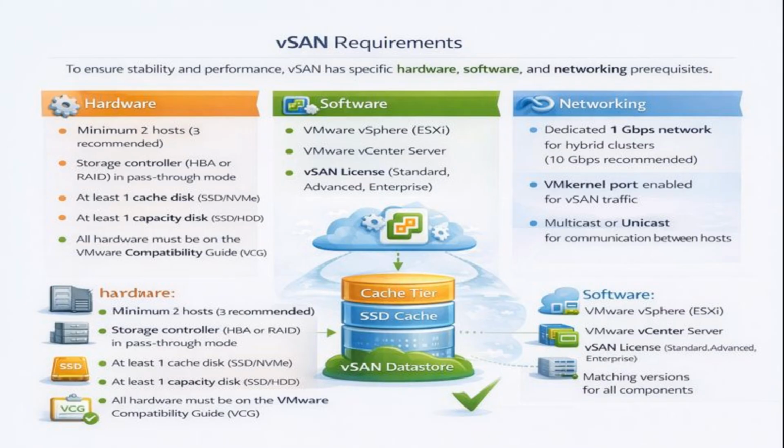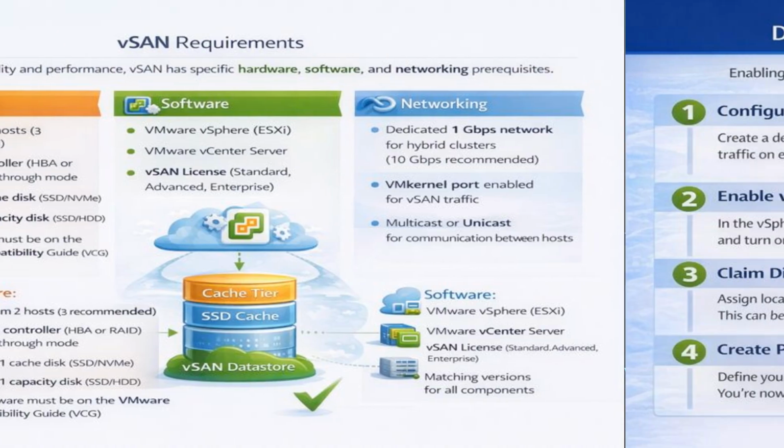Networking: dedicated network for vSAN traffic. 1 gigabit per second minimum for hybrid, 10 gigabits per second required for all flash. VMkernel adapter enabled for vSAN. Uses unicast or multicast communication. In short, vSAN needs compatible hardware, aligned software versions, and a dedicated high-speed network to deliver stable and high-performance storage.